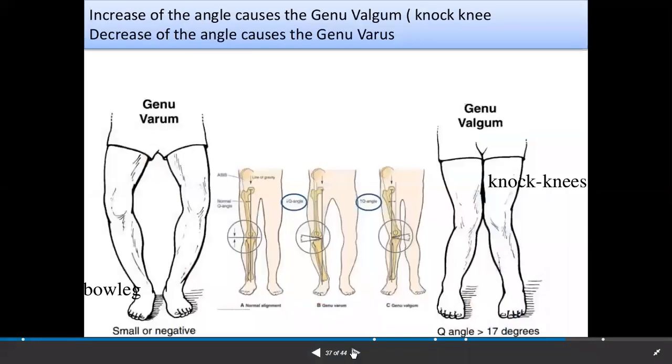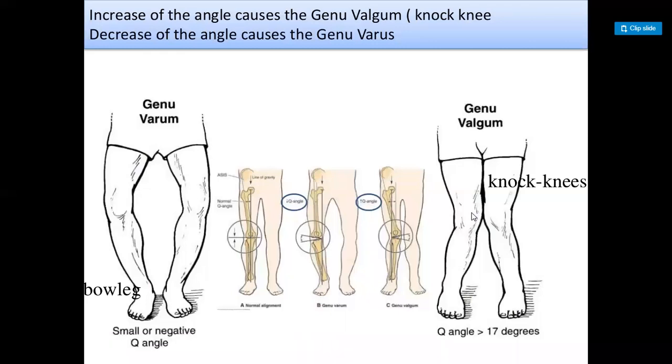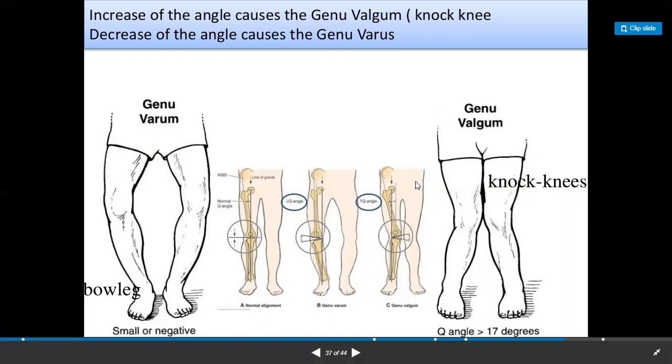So now see, an increase in the angle causes genu valgum, that is knock knee. Something like this, genu valgum. So with an increase in the angle, you have an angle of more than 17 degrees here, and a decrease in the angle causes genu varum. So genu varum and genu valgum are the changes with the Q angle. If the Q angle is increased, you call it valgum, and if the Q angle is decreased, you call it genu varum.